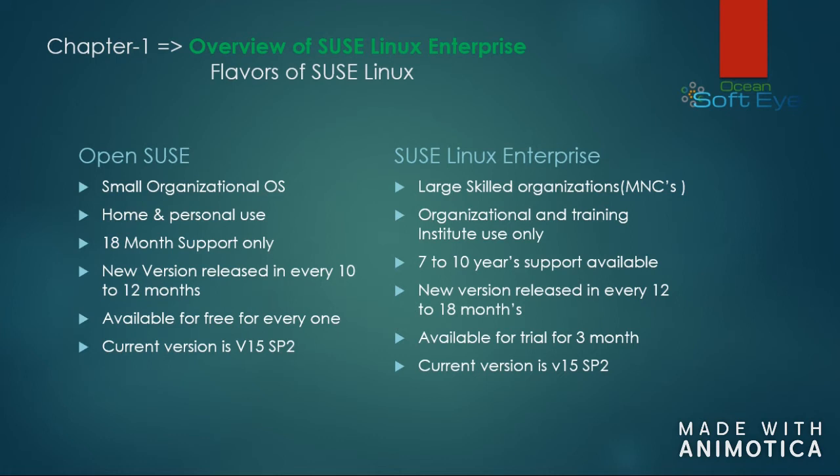So now here are some differences between openSUSE and SUSE Linux Enterprise. The first difference is that openSUSE is used by small organizations, but SUSE Linux Enterprise is used by large-scale organizations like MNCs. The second difference is that openSUSE is used for home and personal use, but SUSE Linux Enterprise is used for organizations and training institutes only.